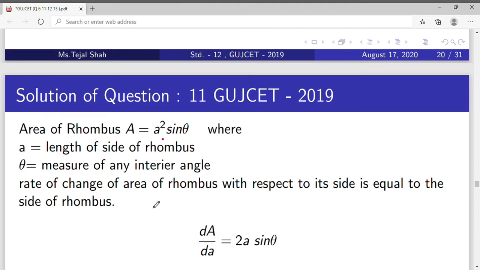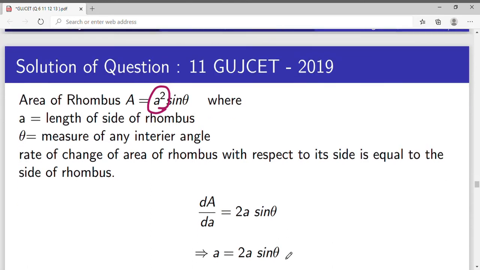Now here it is given the rate of change of area of the rhombus with respect to its side. So here capital A, the area, varies with respect to the length of the side. The length of the side is nothing but small a, so we have to take the derivative with respect to a. So this is dA upon da. Here a is our variable and theta is constant. So now the derivative of a square is 2a, and sine theta is kept as it is.